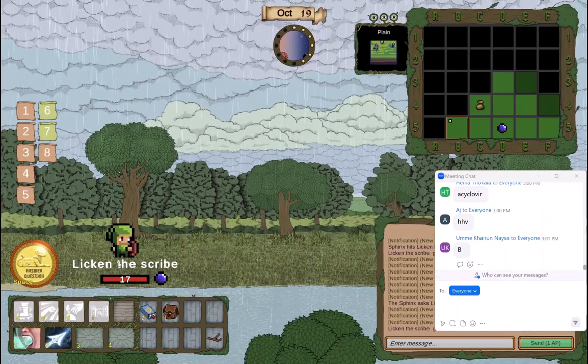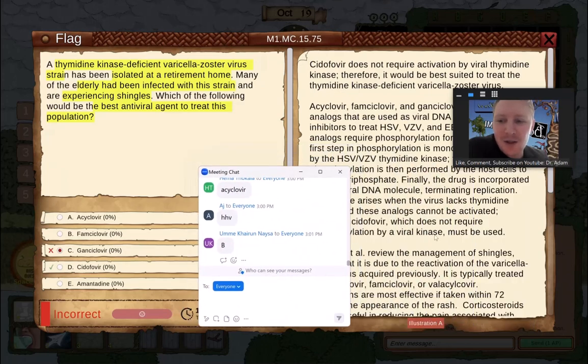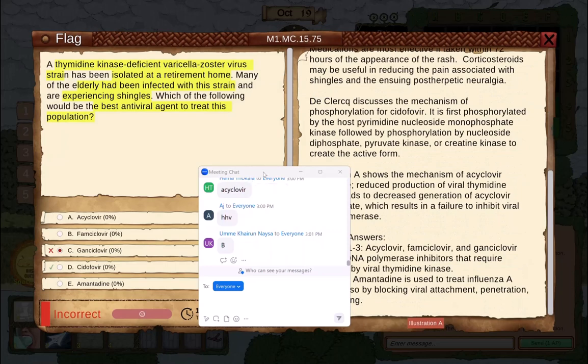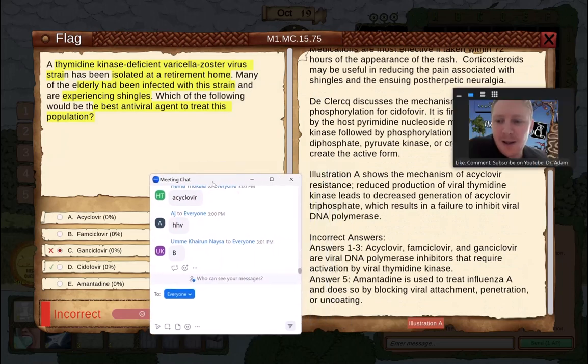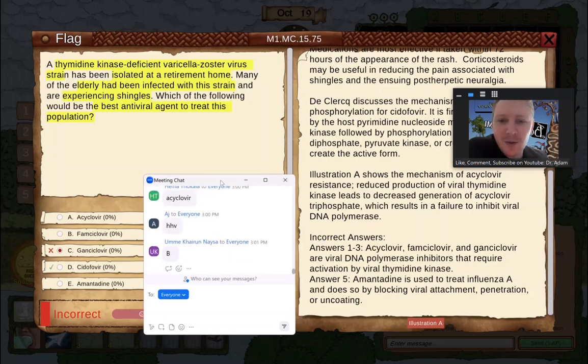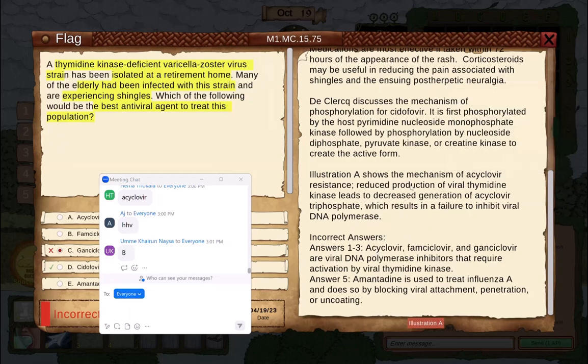But this is cidofovir. So I think we caught a lot of people off guard with cidofovir because it would be very easy to choose acyclovir, I think. But some people said B. I don't think we saw a cidofovir answer. So this is going to be a good one for most people. So Helen, you don't have to feel like you're not in good company because I think most people did not choose this answer choice. But the mechanism of action of acyclovir resistance is decreased production of viral thymidine kinase, which leads to decreased generation of acyclovir triphosphate.